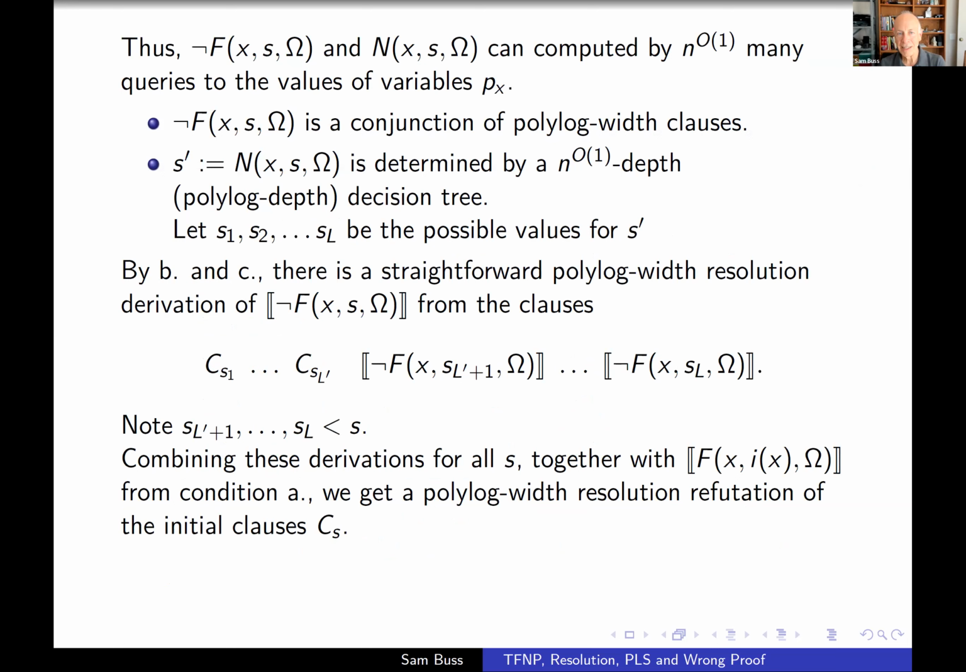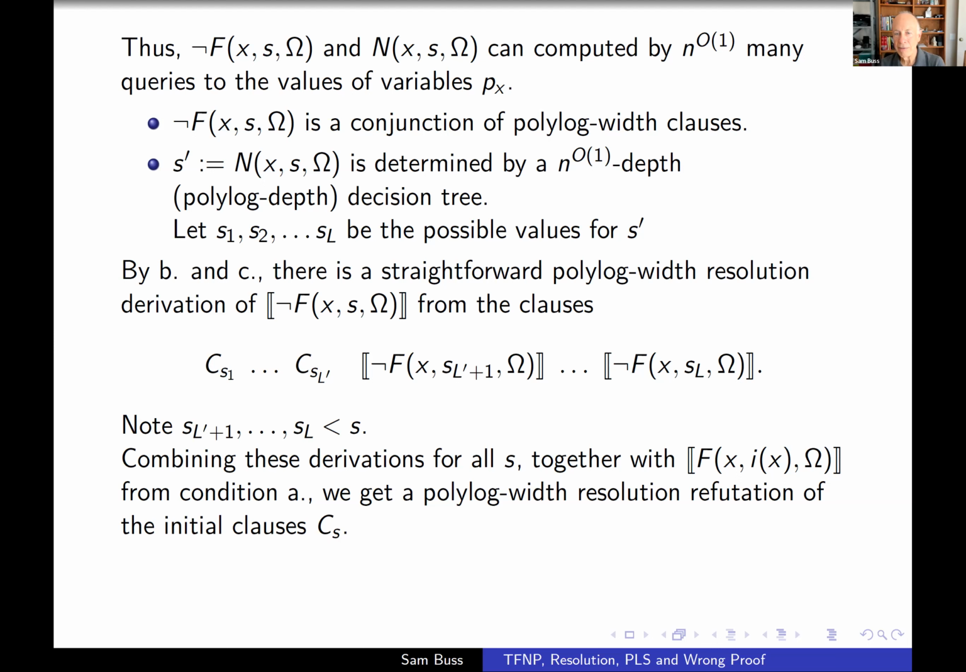So the negation of F(X, S, omega) is the conjunction of polylog-width clauses, just because it's a decision tree of polylog depth, that is, n to the O(1) depth. And likewise, computing S' from S is computed by a polylog depth, that is n to the O(1) depth, decision tree. It has L many possible values for S', I call them S_1 through S_L. Some of those correspond to clauses C_{S_i}. Some of them correspond to other non-leaf nodes.